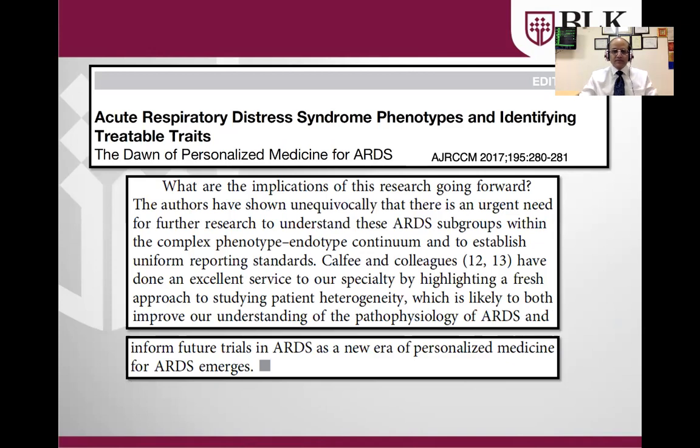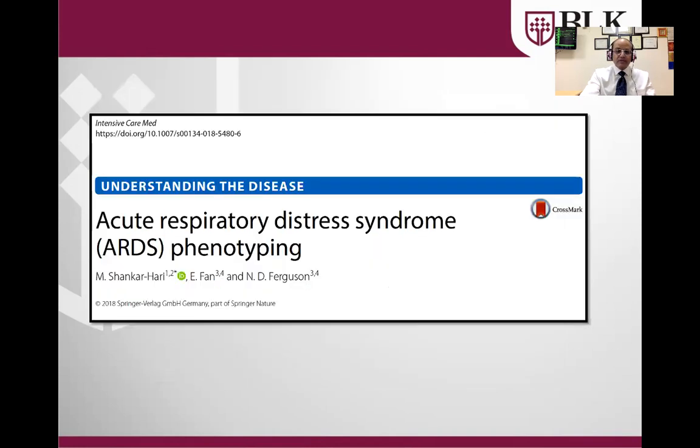So this was a very important editorial in the Blue Journal, where they said, what are the implications of this research going forward? The authors have shown unequivocally that there is an urgent need for further research to understand these ARDS subgroups within the complex phenotype-endotype continuum and to establish uniform reporting standards. Calfee and colleagues have done excellent service to our specialty by highlighting a fresh approach to studying patient heterogeneity, which is likely to both improve our understanding of the pathophysiology of ARDS and inform future trials in ARDS as a new era of personalized medicine for ARDS will emerge.